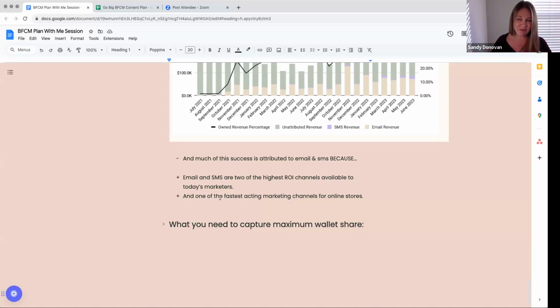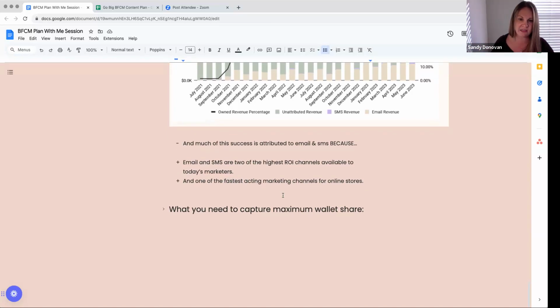Another fun thing about email and SMS is that it is very fast acting. So when we send out a campaign for a client, they're getting results that day. They're getting sales that day. This is not something where we send something out and a year later it comes back to us. This is same day. So it's very quick acting, and it's a high ROI, low cost situation. So really accessible to a lot of small brands.